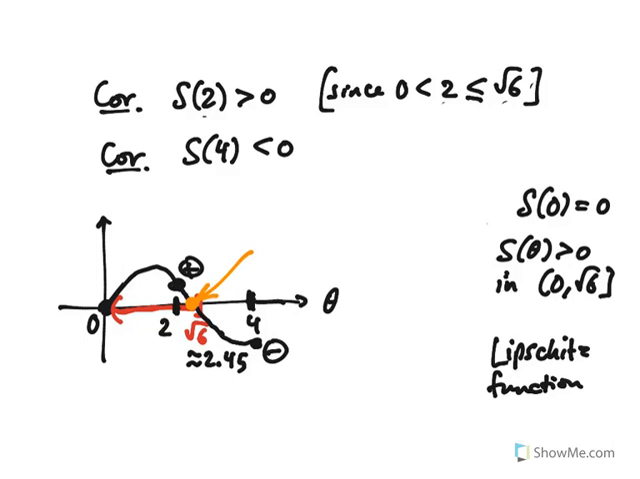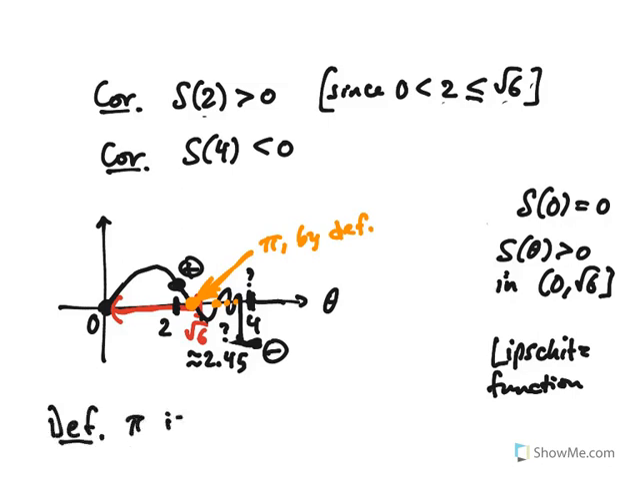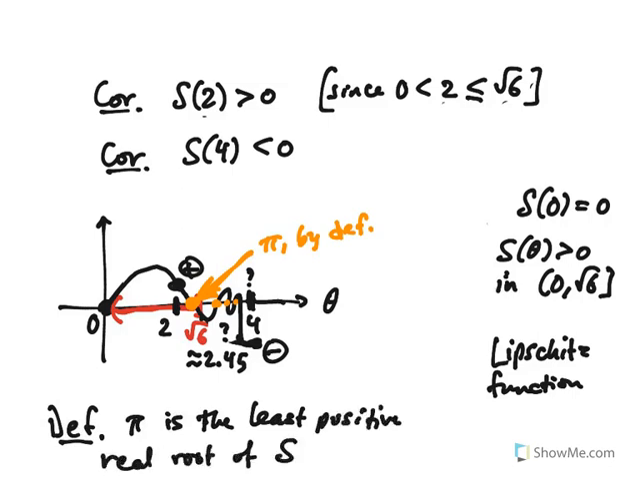And we're going to take the leftmost such point, because we don't know how many times it crosses through 0. We don't know very much about this graph yet, so in principle, it could be very wavy and eventually make it down here. We just don't know. But if it crosses the x-axis many times, we're just going to take the leftmost of those points, and we're going to call that pi by definition. That's going to be our definition of pi. It's going to be the smallest positive real root of the capital S function. Pi is defined as the least strictly positive real root of the capital S function.